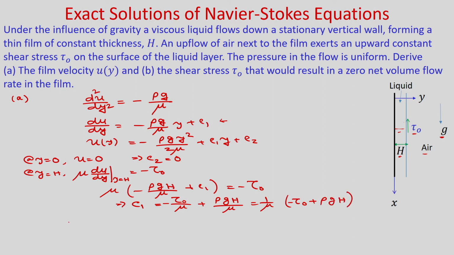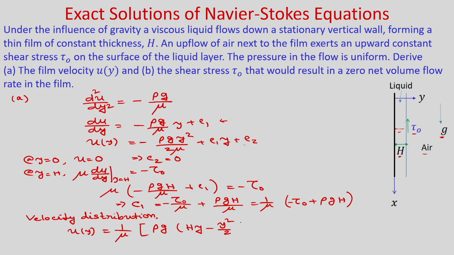Okay. So, the final velocity distribution, if you put this C1 value here in this expression and C2 as 0, you will get the velocity distribution as u(y) is equal to 1 by mu [rho g h y minus y square by 2] minus tau naught y. Okay. So, this is the velocity distribution.